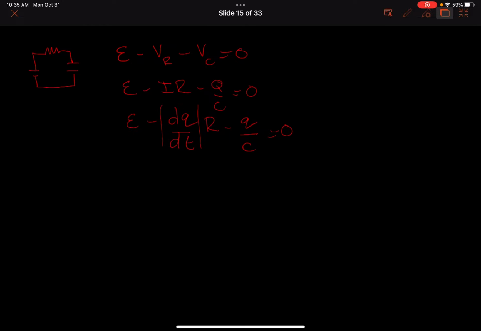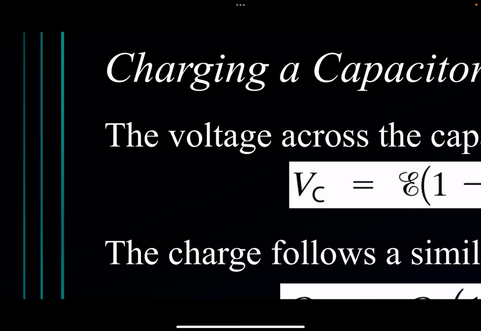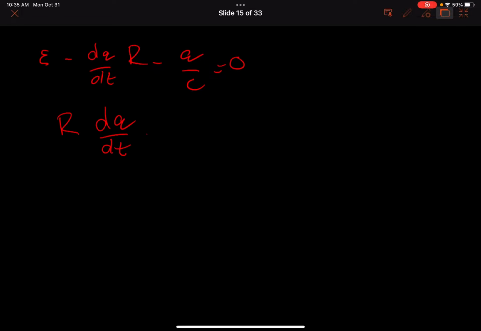Oh dear, I just lost all that work. Okay, that's okay. So we were here. I'm going to change the order I write. Okay, so from there, we're going to isolate and we're going to do R dq over dt is equal to E minus Q over C. Okay, but we still want to isolate that.